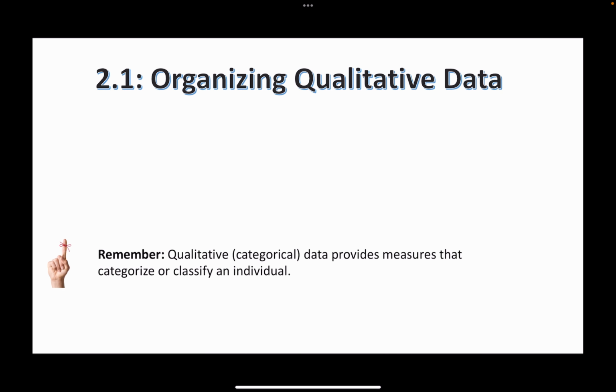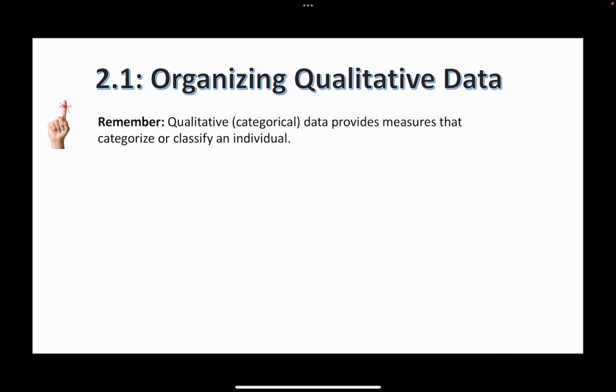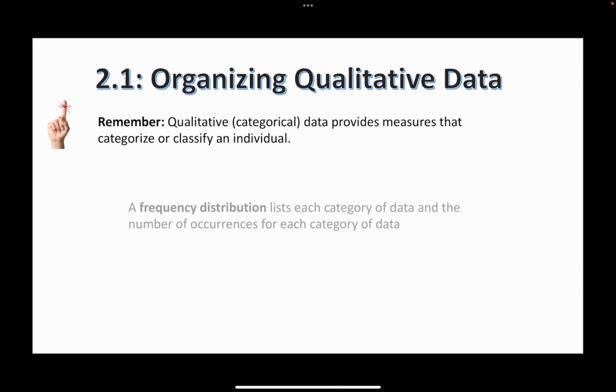So as a reminder, qualitative or categorical data is looking at things that are generally not numerical, and if they're numerical, then it's not numbers that you would do math with. This is things that look at characteristics like right-handed, left-handed, color of hair, what color car you drive, things like that. So these are usually words or categories.